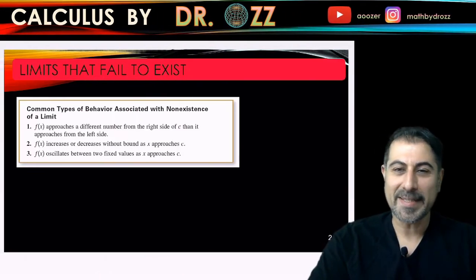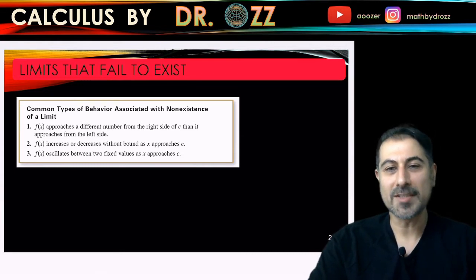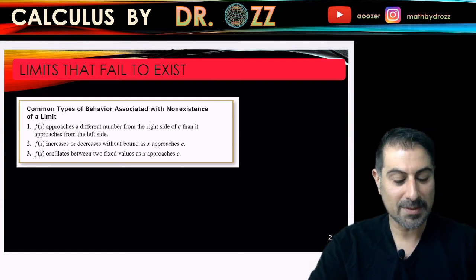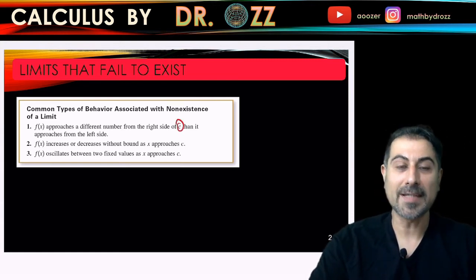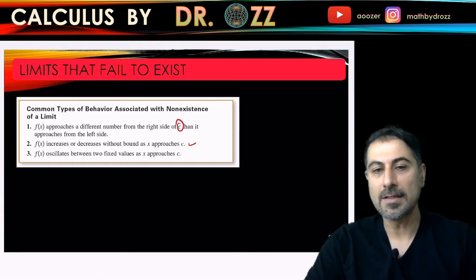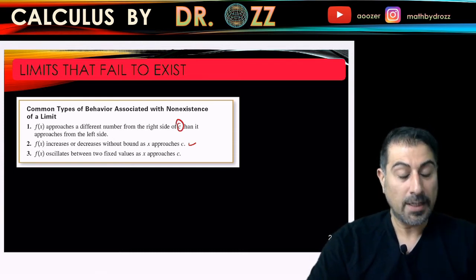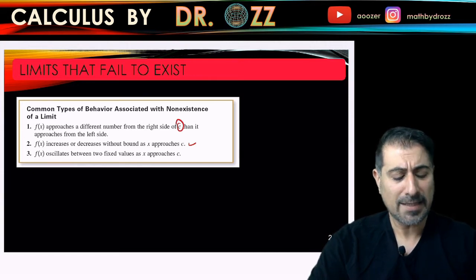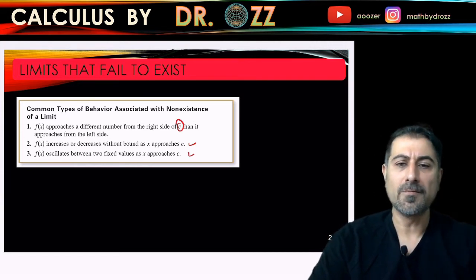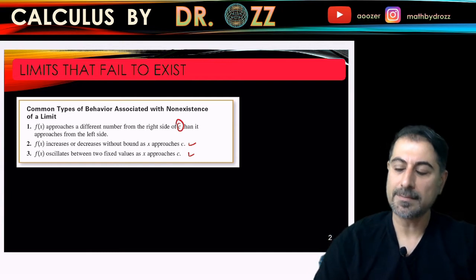All right, the first slide is about the limits that fail to exist. We have three common behaviors. In the first case, f approaches a different number from the right side of the limit point c than it approaches from the left side, so the left and right limits are not equal. In the second case, f increases or decreases without bound, which essentially means that f approaches plus or minus infinity, and we say those limits do not exist. But if you want to quantify them, you can write plus or minus infinity for those limits. In the last case, if f oscillates from one fixed point to another as x approaches c, it's likely that the limit is not going to exist.